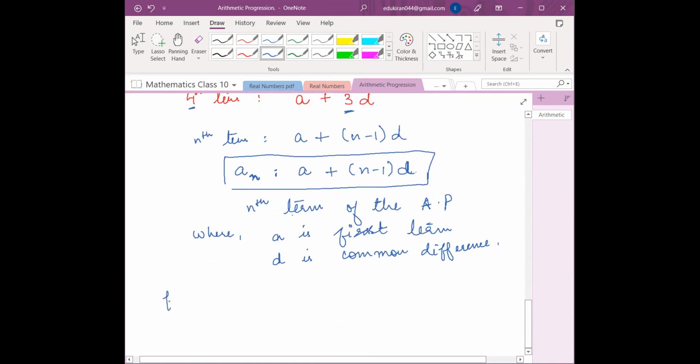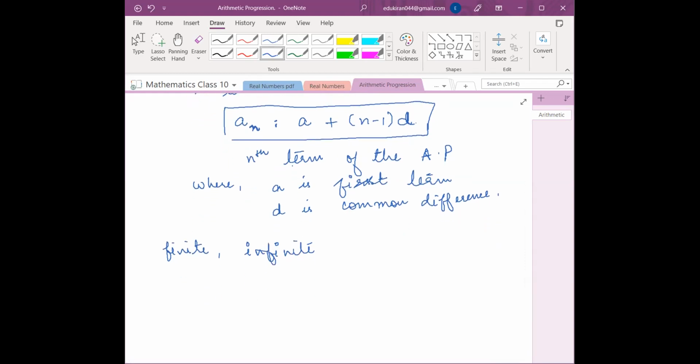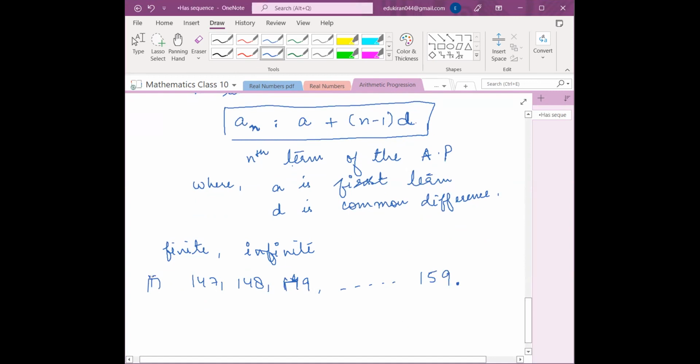Yeah, there's one more thing. There's a finite AP and there is an infinite AP. Now, what is this? For example, let's say I give you this AP: 147, 148, 149, right? And so on. And I give you one last term 159 and then I put a full stop. So in this particular AP, you know it is ending at 159. So there's a last term. So this is an example of finite AP. All right.